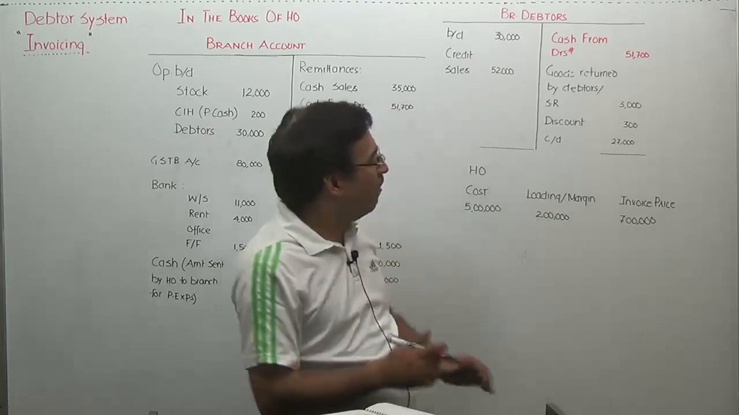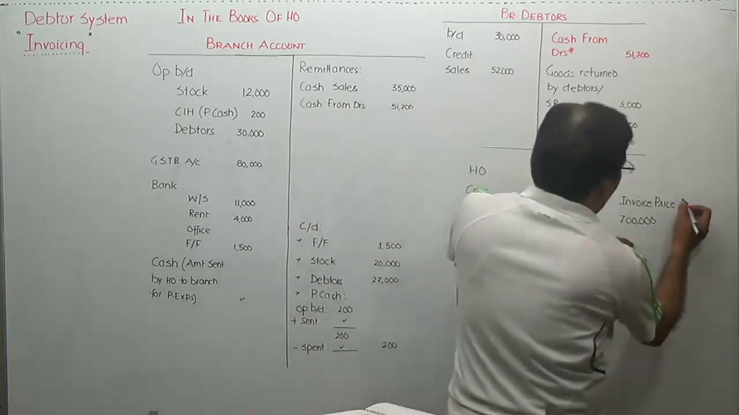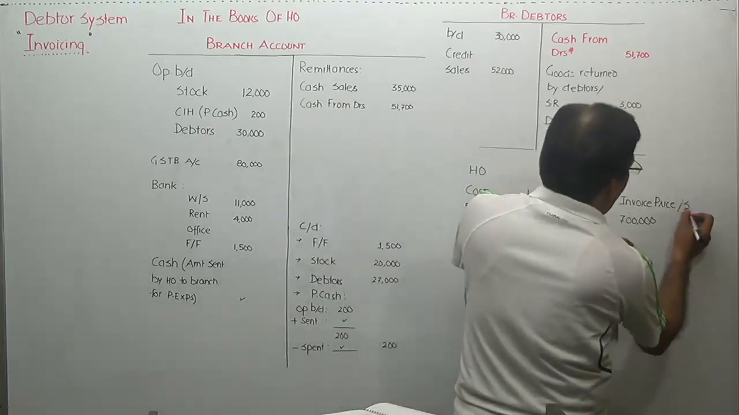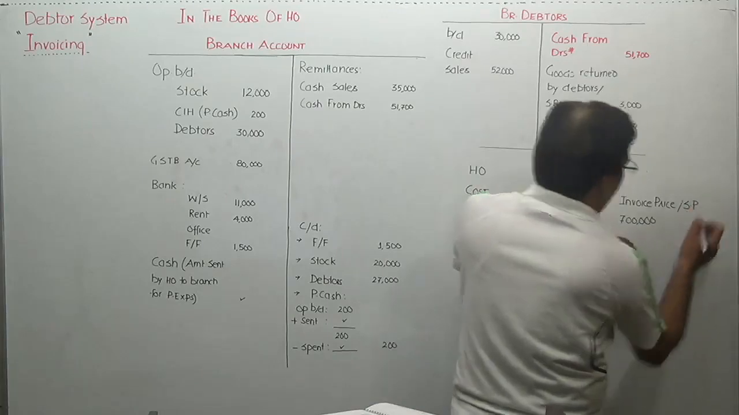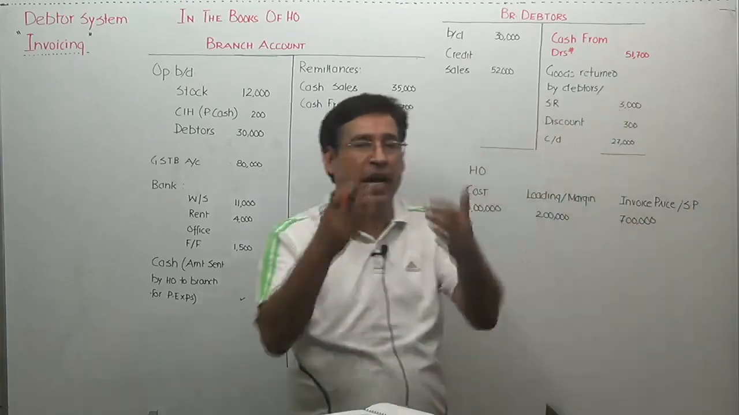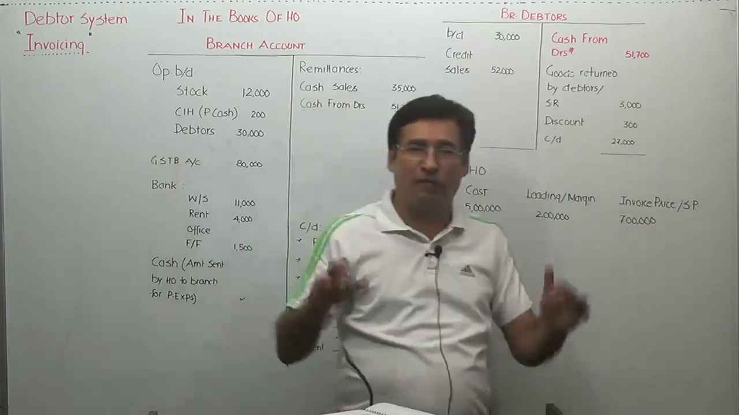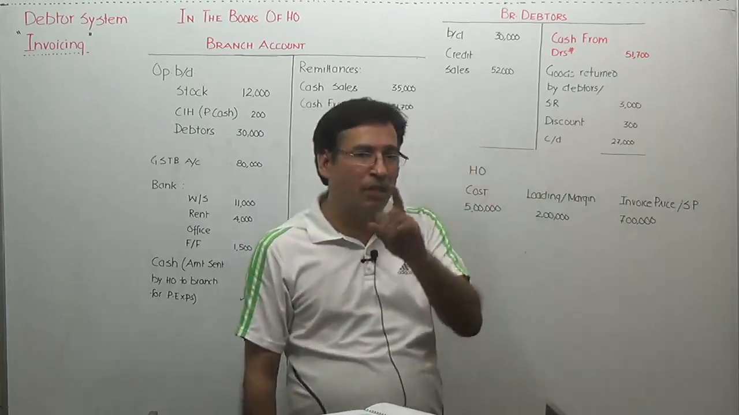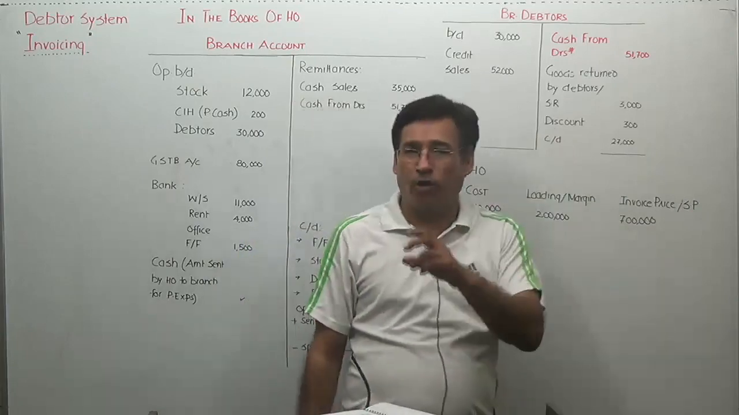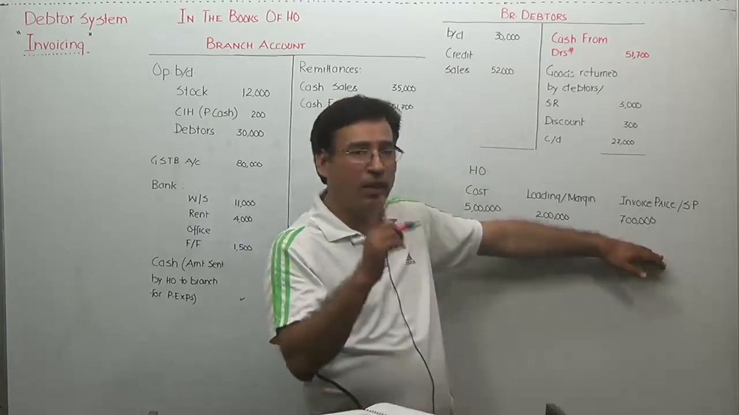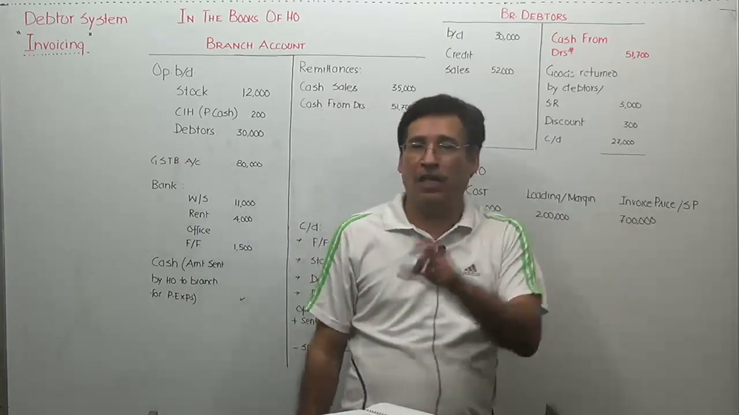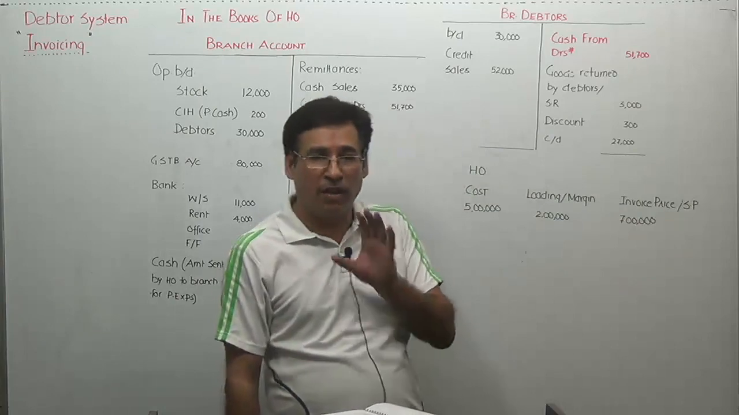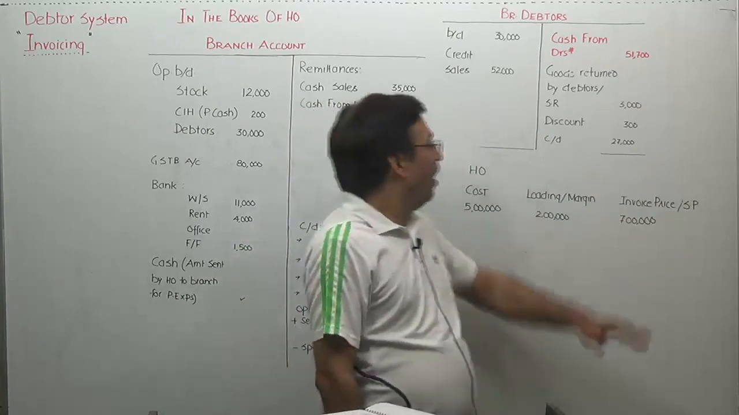In other words, we have now concluded that invoice price and selling price are one and the same thing, unless and until I add something extra. That's a different matter. Till I say something more than that, up to that particular point, you should understand that invoice price and selling price are one and the same thing. Is it clear to you or not?